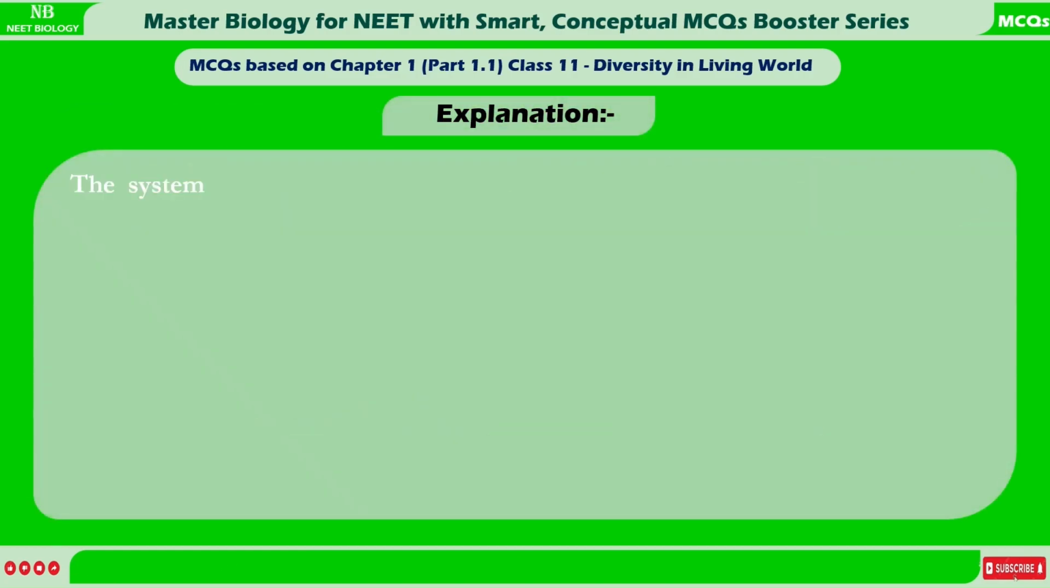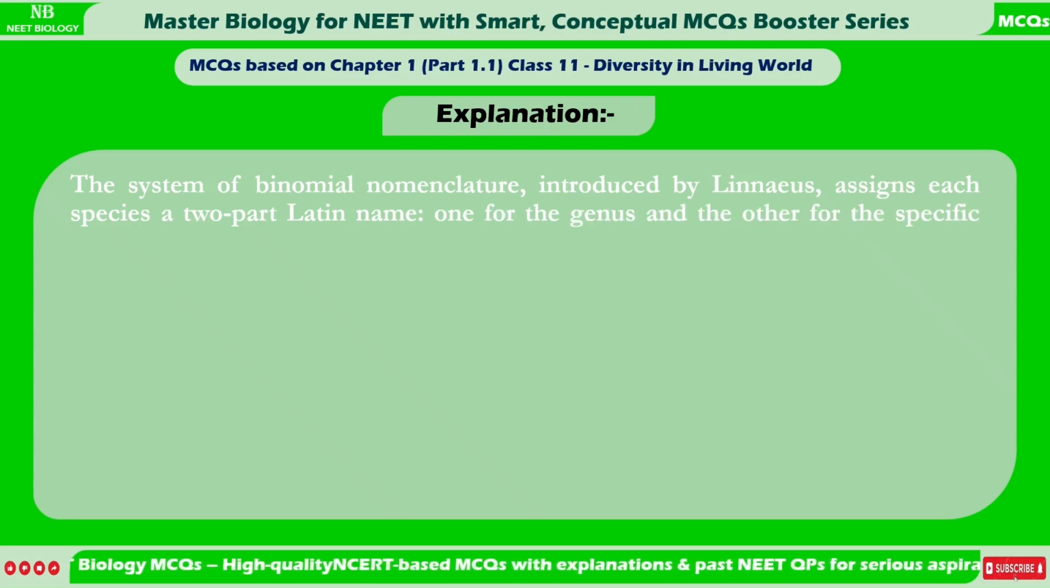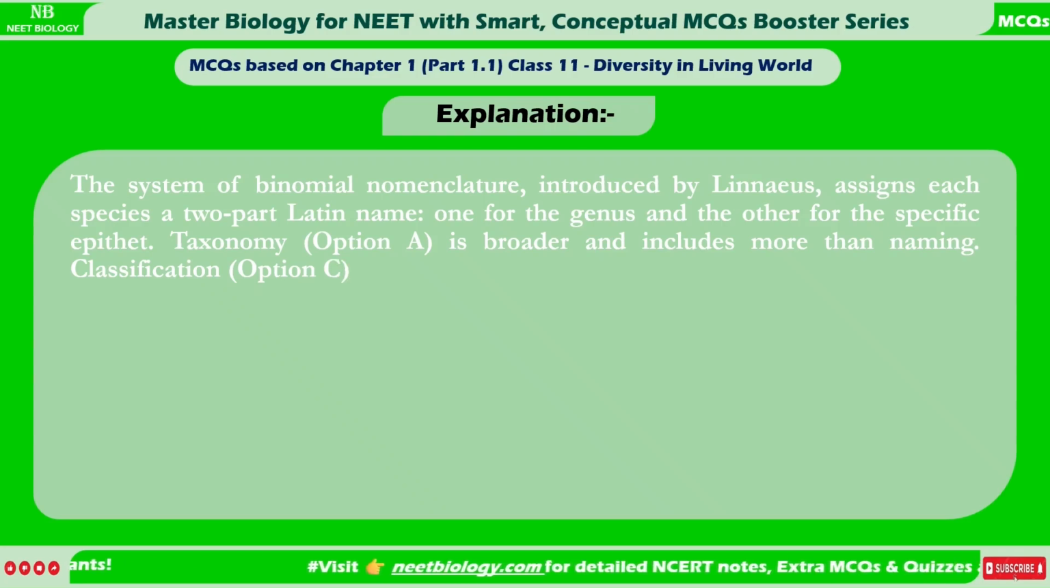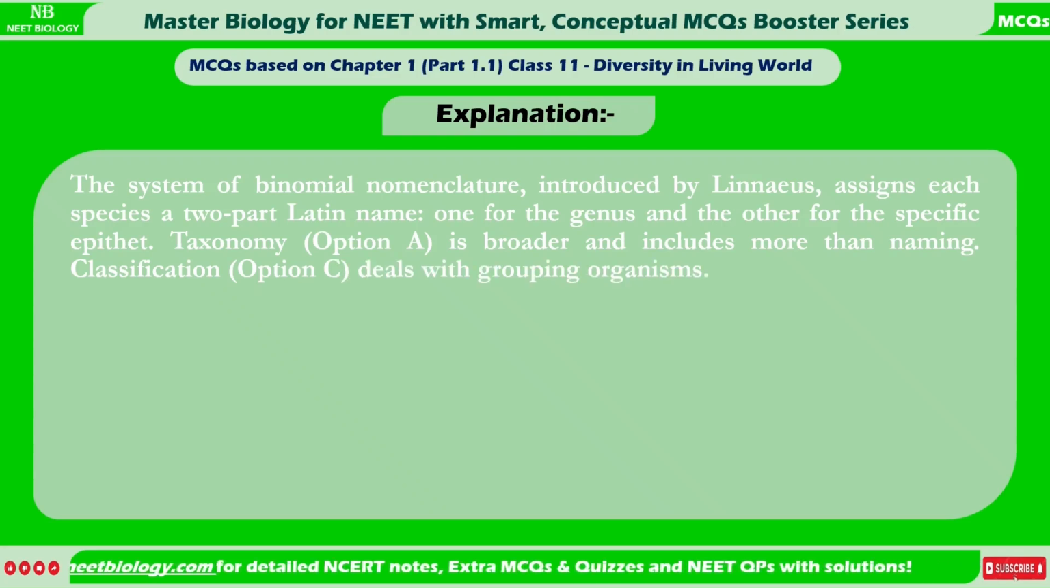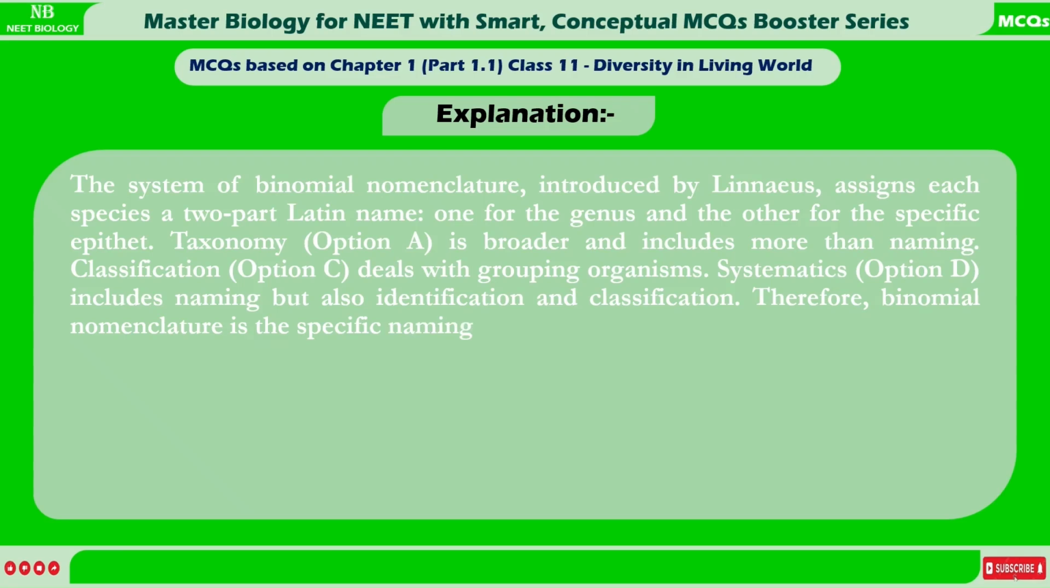Explanation: the system of binomial nomenclature, introduced by Linnaeus, assigns each species a two-part Latin name, one for the genus and the other for the specific epithet. Taxonomy, option A, is broader and includes more than naming. Classification, option C, deals with grouping organisms. Systematics, option D, includes naming but also identification and classification. Therefore, binomial nomenclature is the specific naming system.